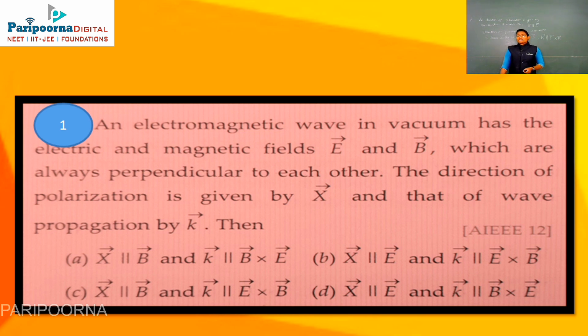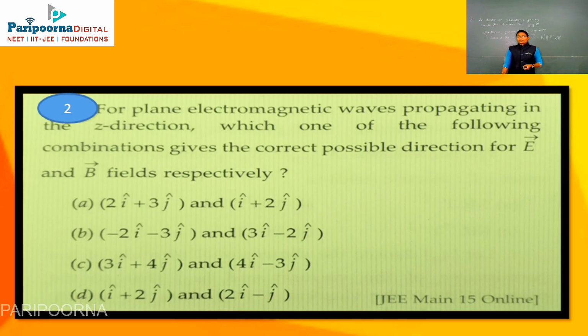So, x, that is the direction of the polarization, is parallel to the electric field E, and the propagation of the EM waves K is parallel to the electric field and the magnetic field cross product. So, option B is the right one. Let us move on to the next question.